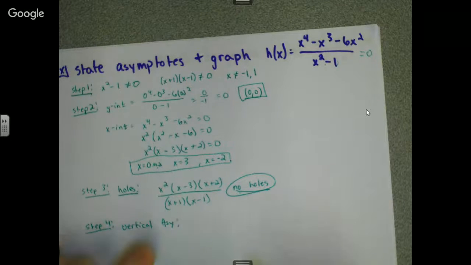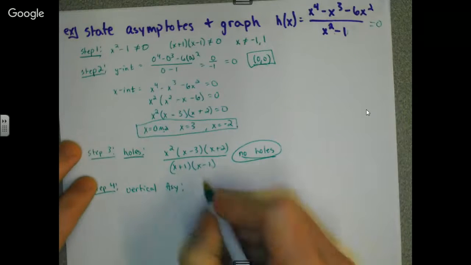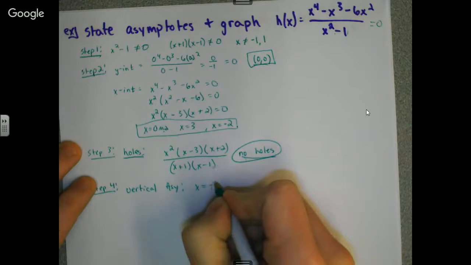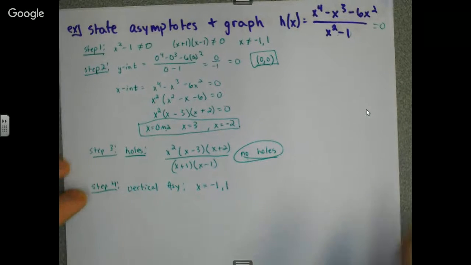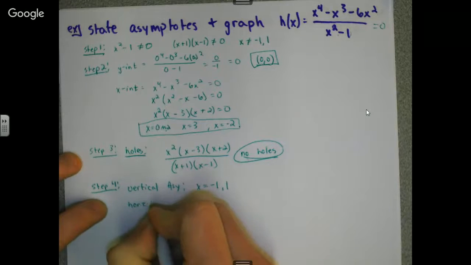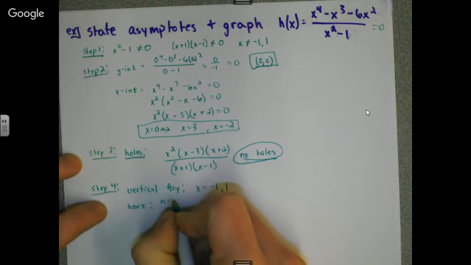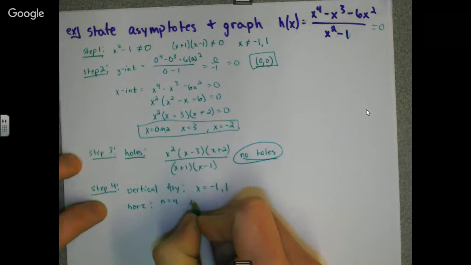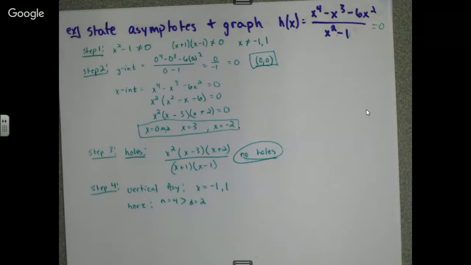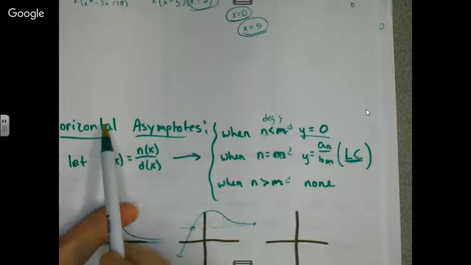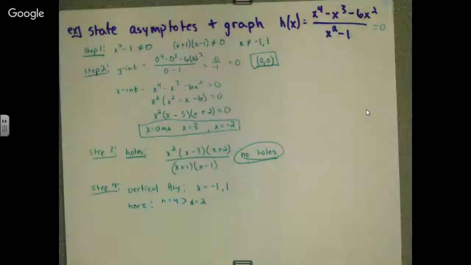Okay. So vertical is this bottom part in the reduced fraction. Since this is all the way reduced, we have x equals -1 and 1 as your vertical asymptotes. Horizontal. The degree of the top is 4, and the degree of the bottom is 2. When the top is bigger than the bottom, there is no horizontal asymptote.